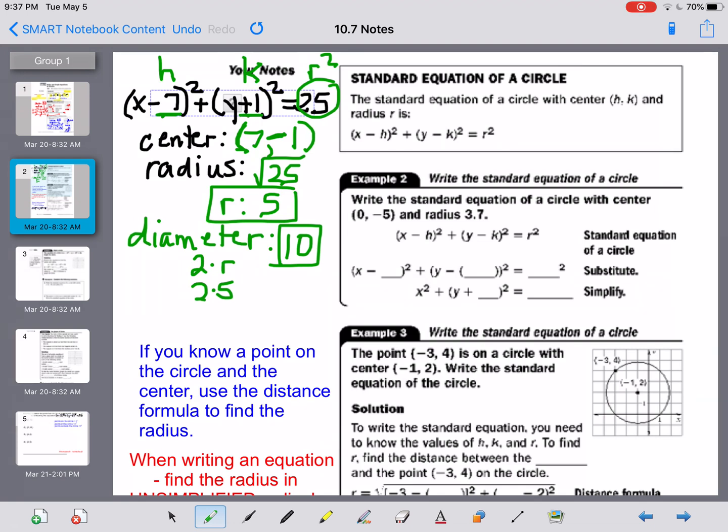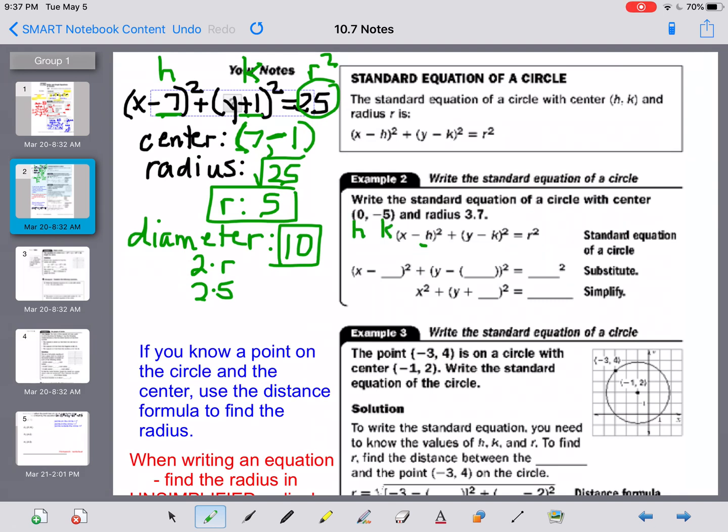Okay, so make sure that you're just watching carefully, opposite the signs, and square root whatever the radius squared is. All right. We have some, like this example 2 in your homework. That's how simple they are. It says write the standard equation of a circle with the center at 0, negative 5, and a radius of 3.7. So h is 0, k is negative 5.